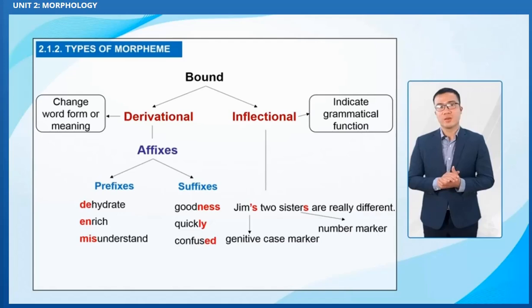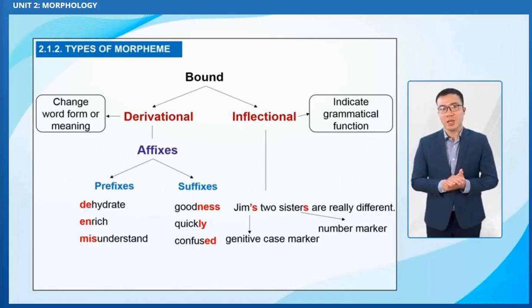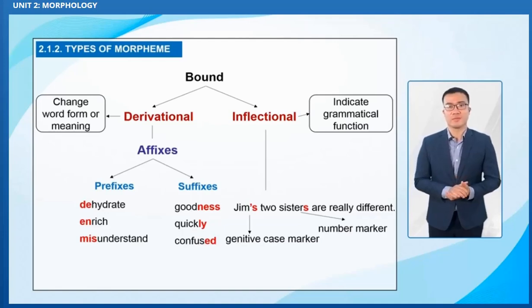For example, the prefixes de, in, and mis in dehydrate, enrich, and misunderstand are derivational morphemes, and they can change the meaning or form of the word. Mis turns understand into a word with an opposite meaning, or in turns the adjective rich into a verb enrich, or the suffixes ness in goodness, ly in quickly, ed in confused contribute to changing the form of the words.